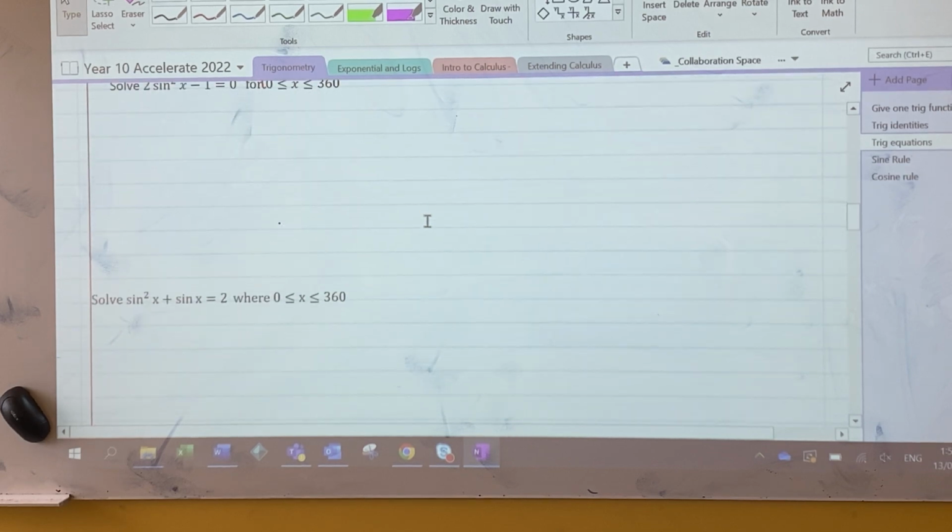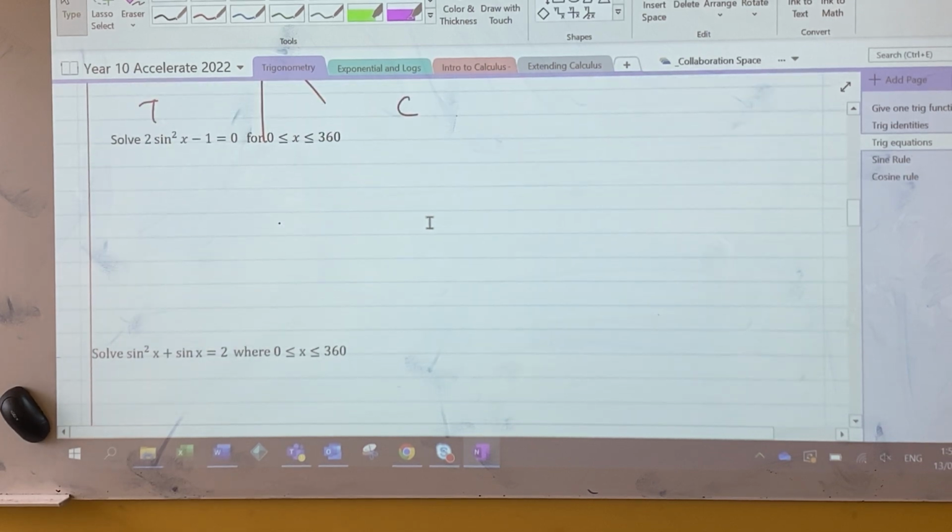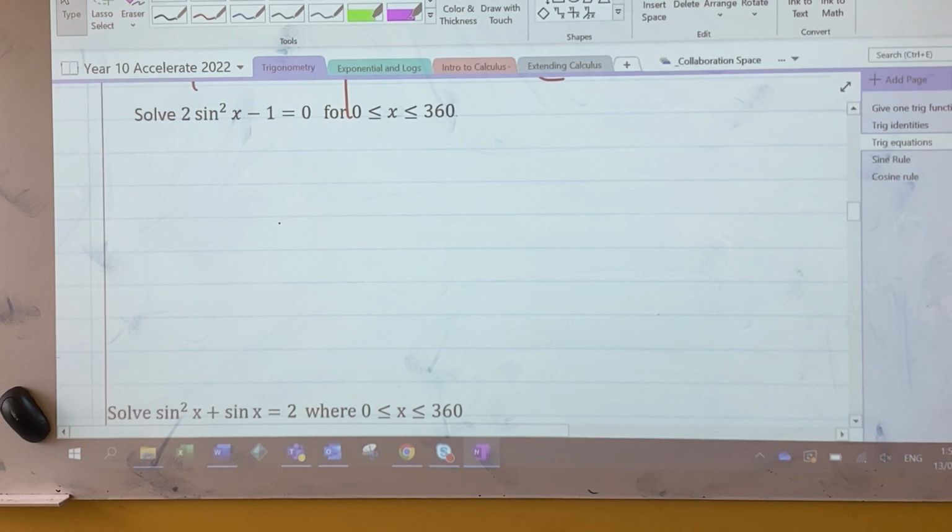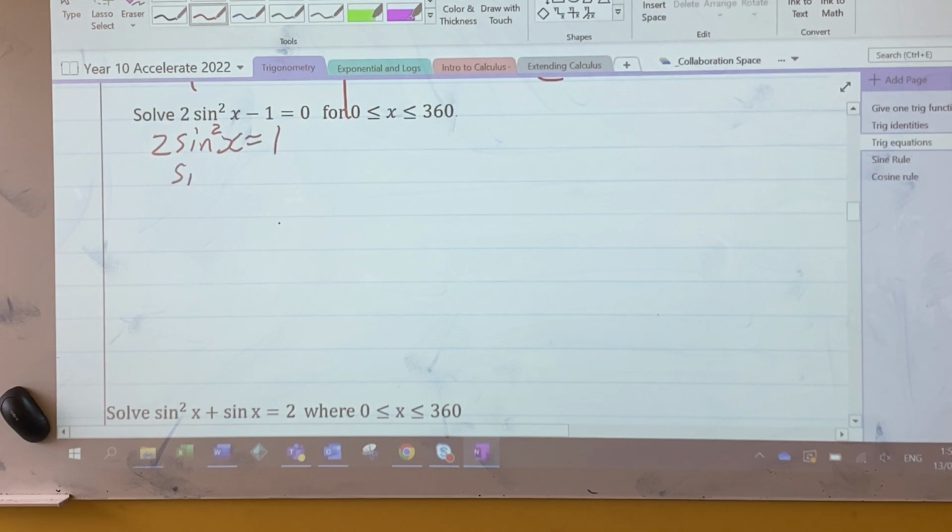Okay. Next one. Two sine squared x minus 1 equals 0. So it's going to be 2 sine squared x equals 1. Sine squared x equals half. Sine x equals plus minus root 2 on 2. People okay with that?